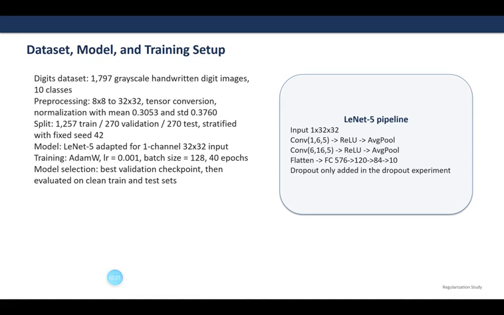For the model, I used the LeNet-5 adapted for one-channel 32 by 32 input. I trained every experiment with AdamW, learning rate 0.001, batch size 128, and 40 epochs. For fairness, I selected the best checkpoint using validation accuracy, then evaluated that checkpoint on the test set.